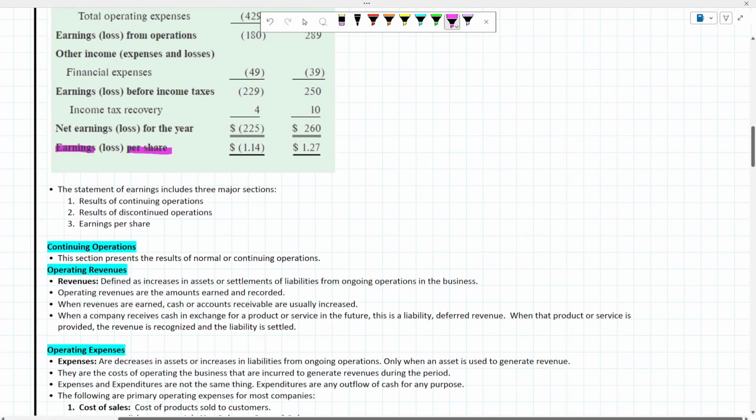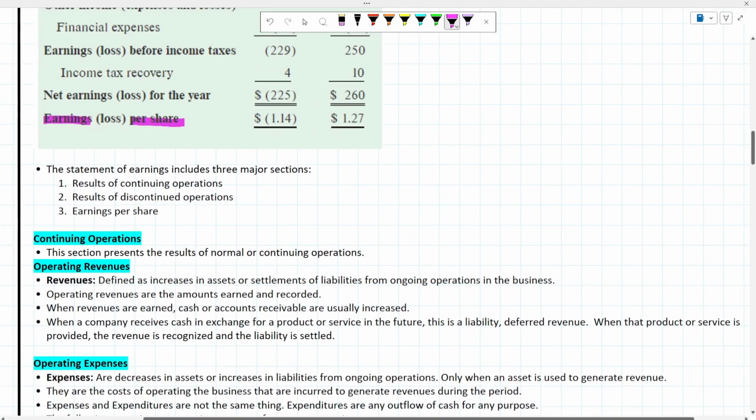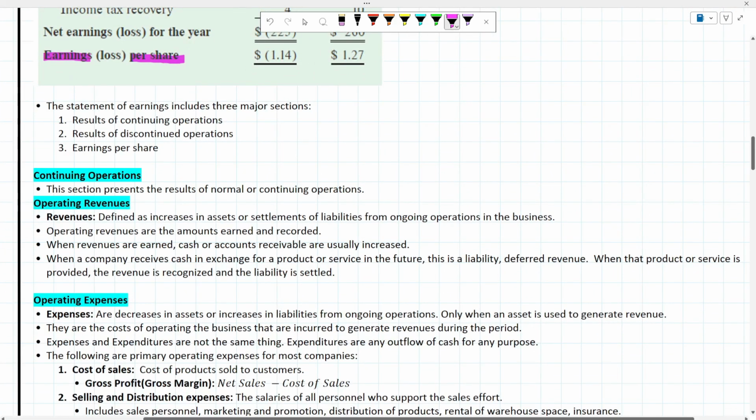So continuing operations, this section presents the results of normal or continuing operations. Operating revenues are revenues, defined as increases in assets or settlements of liabilities from ongoing operations in the business. Operating revenues are the amounts earned and recorded. When revenues are earned, cash or accounts receivable are usually increased.